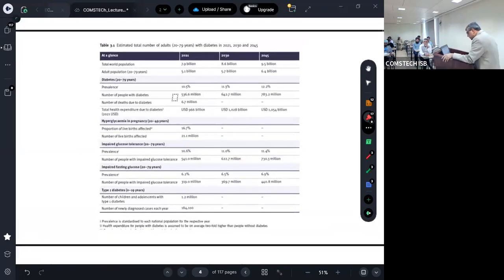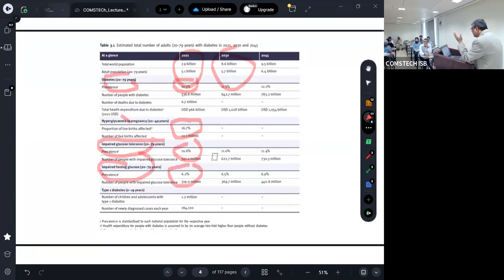See here the 2021 and 2020 world population. Diabetes prevalence worldwide is 10%. Hyperglycemia during pregnancy is 16%. Impaired glucose tolerance is 10%. Impaired fasting glucose is 6.2%. That means diabetes is 10%, and pre-diabetes, sometimes called IGR, is almost 10%. So 10% are diabetic and 10% are glucose intolerant. That means almost 20% of the adult world population is either diabetic or at risk.